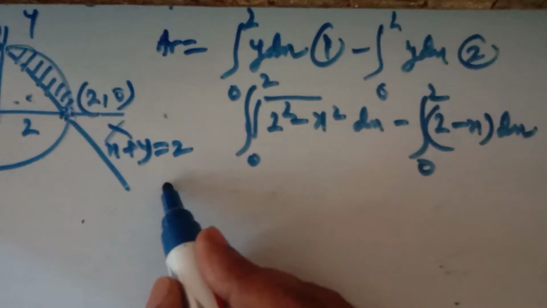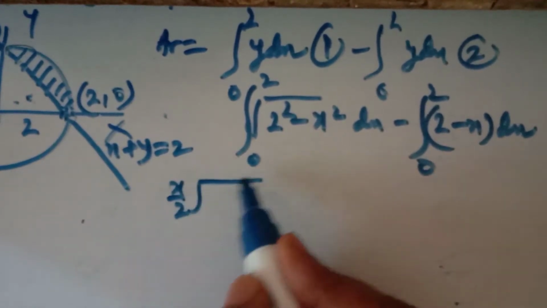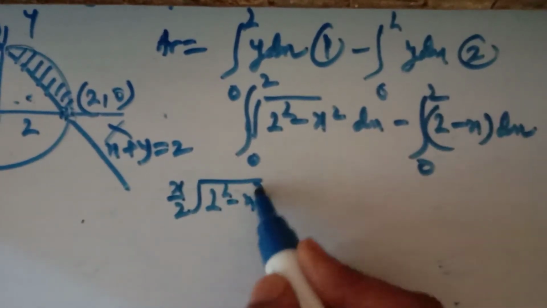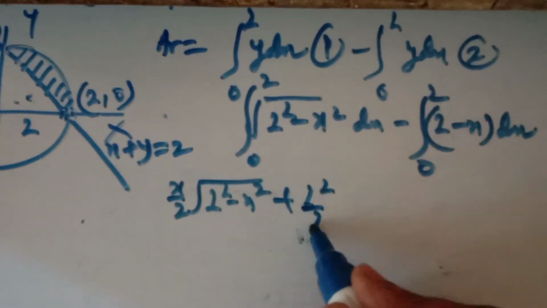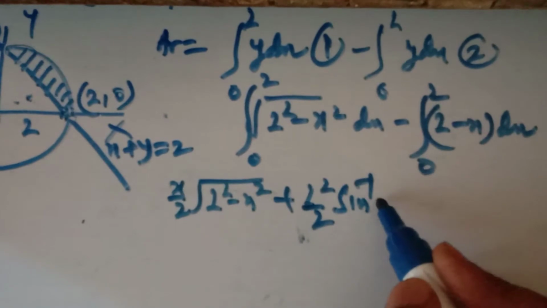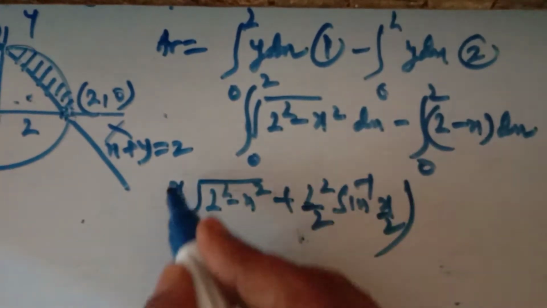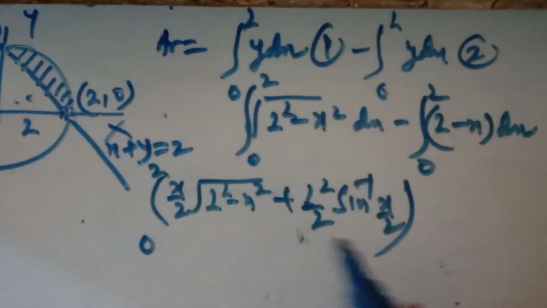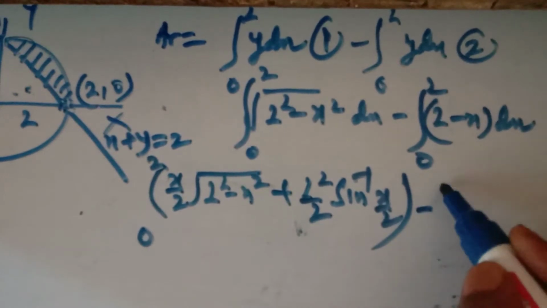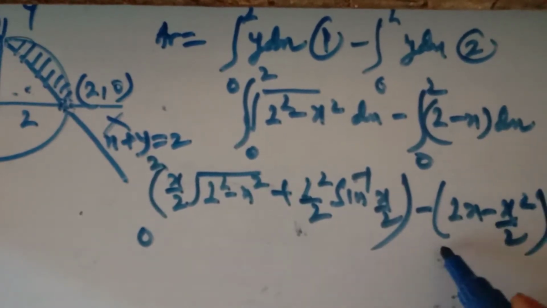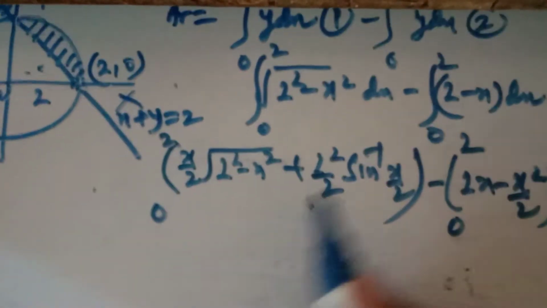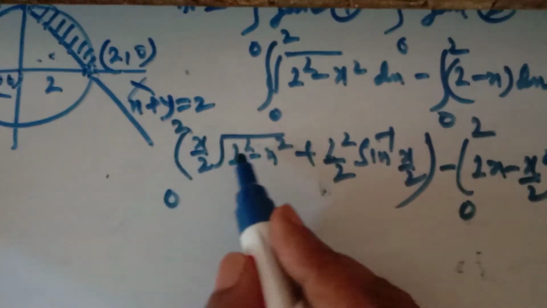It is x by 2 under root a square minus x square plus a square upon 2 sine inverse x upon a, where a is 2, from 0 to 2. And similarly this integral is 2x minus x square upon 2, from 0 to 2. So upper limit minus lower limit, do it.